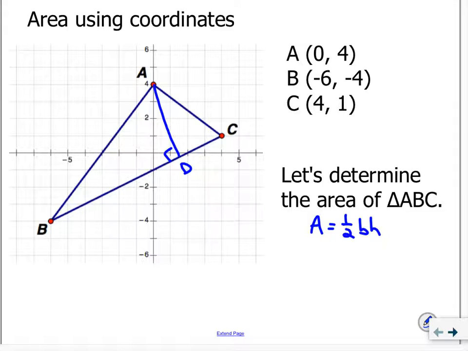Because yeah, I can find the length of BC. I can find that distance there. And I can find the length of AD once I find the coordinates of D. And I don't really know offhand what the coordinates of point D are. So I'm going to have to do some algebra and some equations of lines to do that. So let's play with that a little bit here.